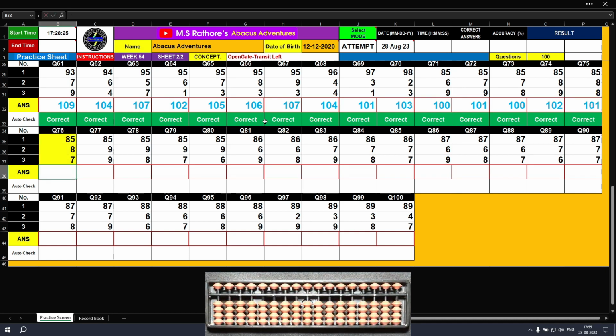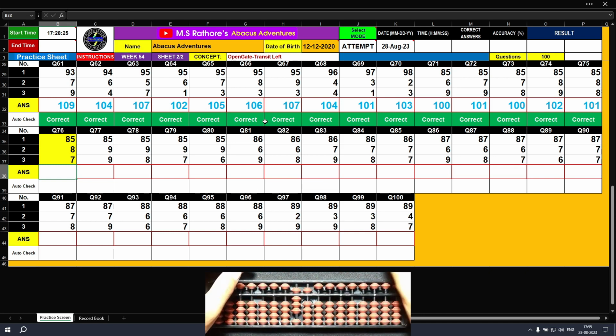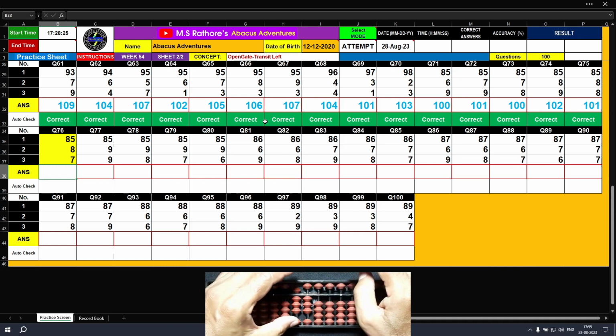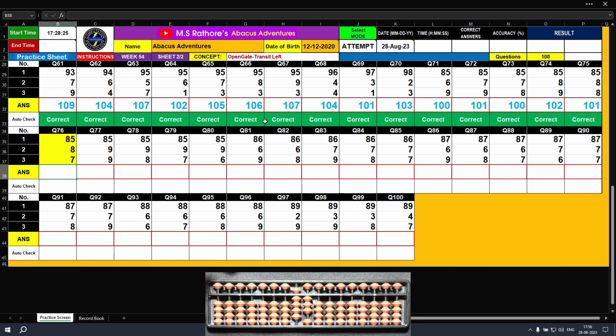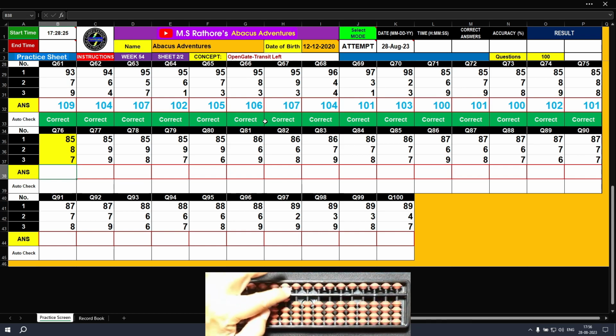Question number 76. Plus 80 plus 5, it's 85, plus 8 equals plus 3 minus 5 plus 10, it's 93, plus 7 equals minus 3, open the gate, plus 10, it's 100.